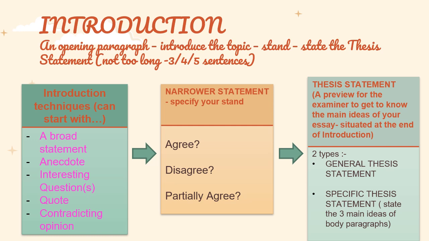And then you can also do an anecdote. Write an anecdote, a brief story, and relate this story to the topic. And perhaps you can pose some questions. The questions lead the examiner, the readers, to understand what you are trying to say in your stand. And then it could be a quote, an interesting, famous saying, or it could also be some contradicting opinion. You can start with something contradictory first, but there's a but or however, that is the signal where you change to what you actually want to say.